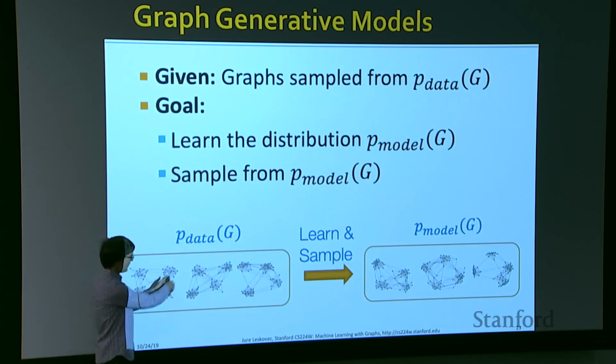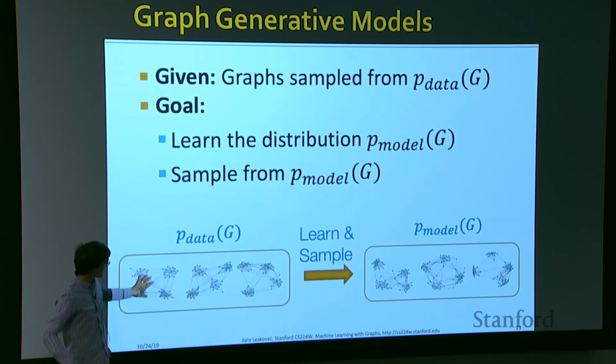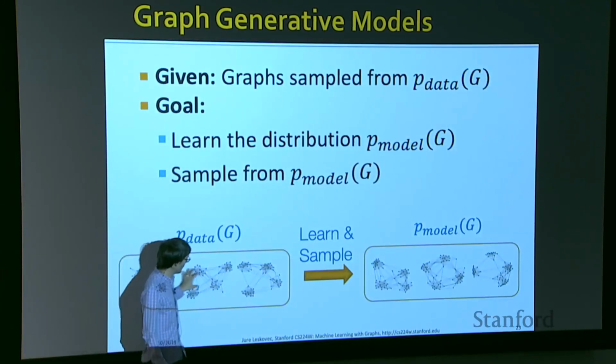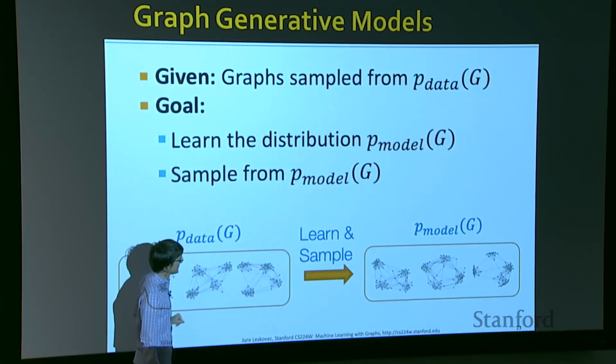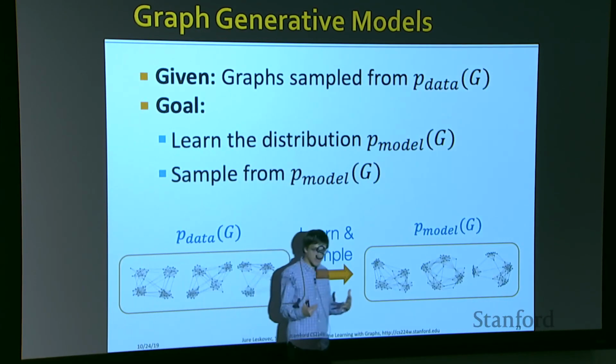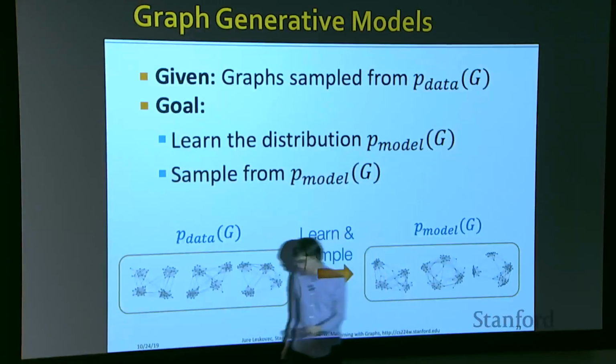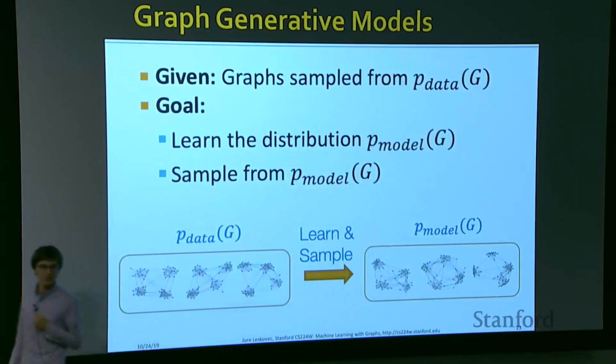I would like to learn, right? I assume that these graphs are coming from some generative process, from some data distribution. Nature is a good generative process, right? And I would like to learn a model that captures this distribution, but not only capture it, but also allow us to generate new samples, new instances from that distribution.